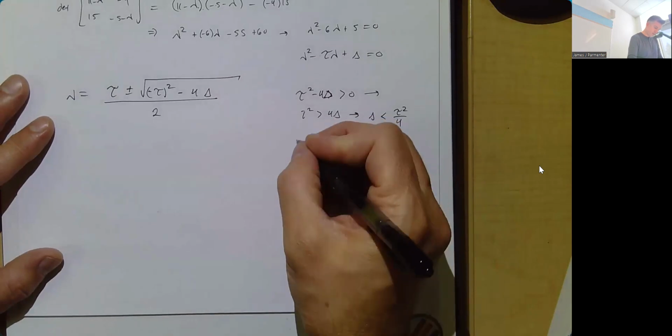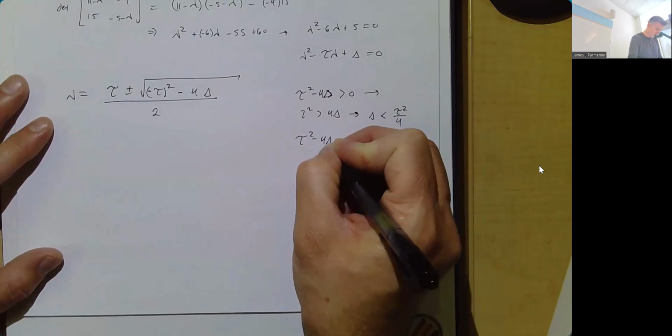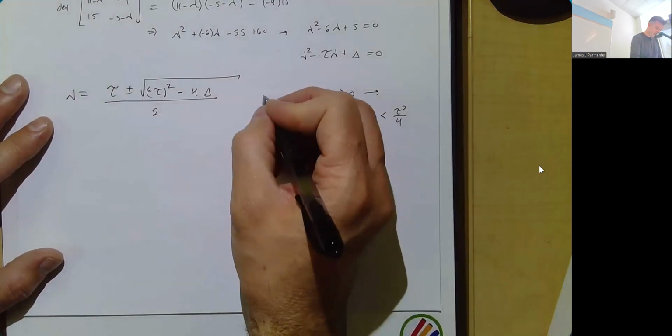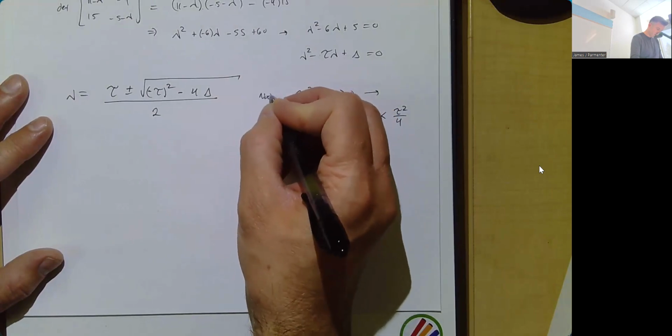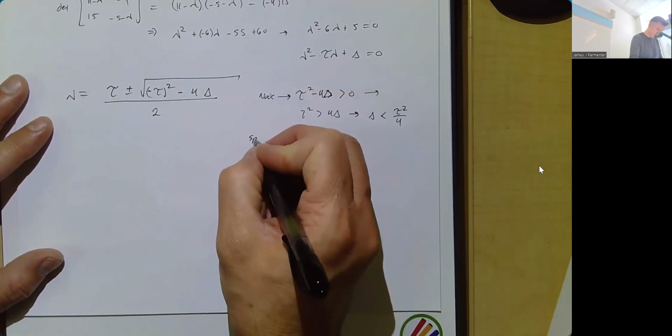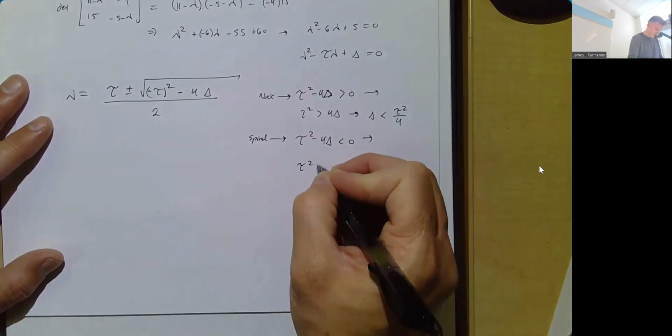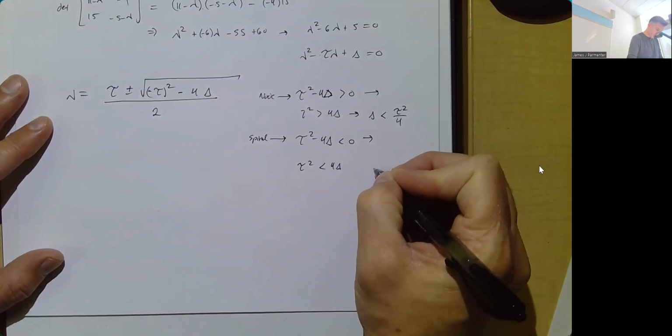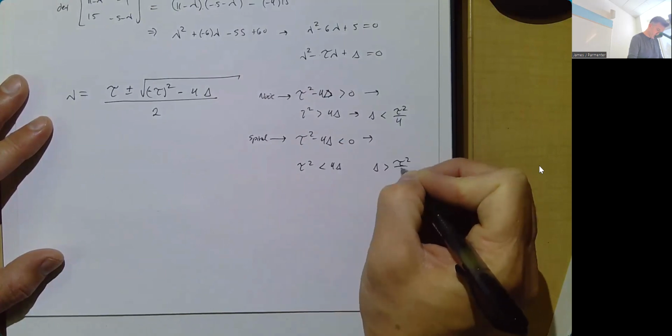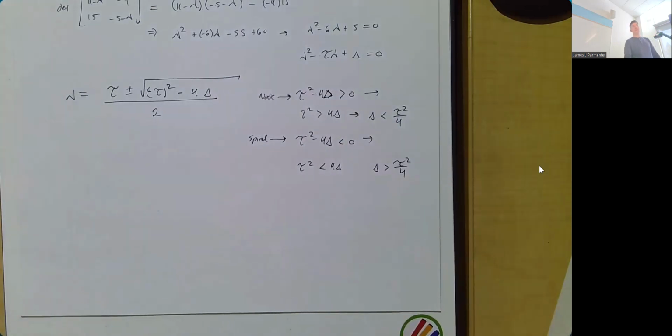Or if you do it the other way, tau squared minus 4 delta less than 0, right? This is going to be a node here. It's going to be a spiral here. And that's going to lead you to tau squared less than 4 delta, or delta greater than tau squared over 4. So that's where that's all coming from.